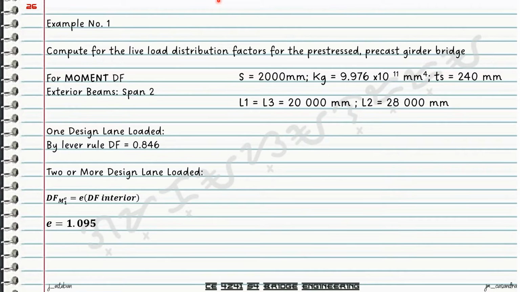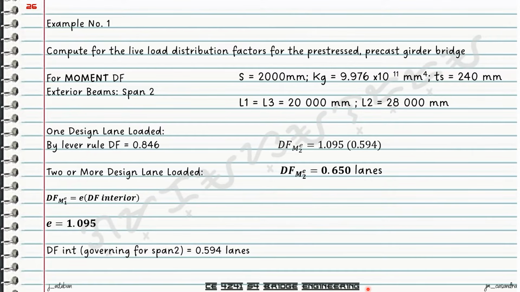So for the distribution factor for the interior beam for moment for span 2, we're able to solve that the governing value is 0.59. So with this value of e and the interior beam distribution factor, we can now solve for our moment distribution for the exterior beams, and that will give us 0.650 lanes.